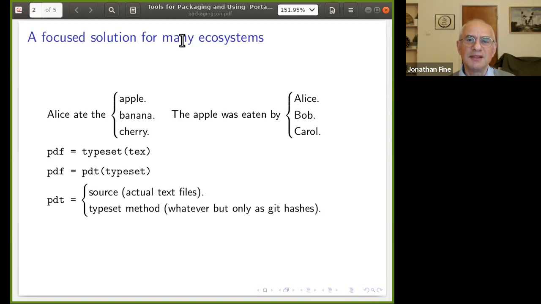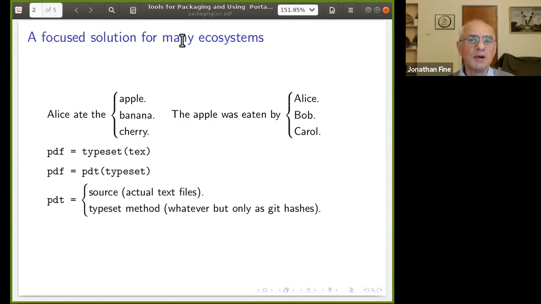With Alice ate the apple, you can think, oh, she didn't eat the apple, she ate the banana, she ate the cherry. And the apple was eaten by Alice. No, it wasn't Alice, I was wrong, it was Bob or Carol. So the variable is different in the two cases.